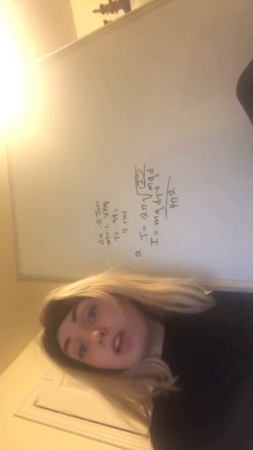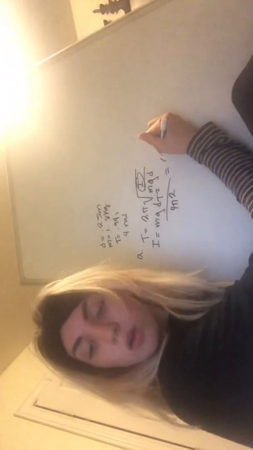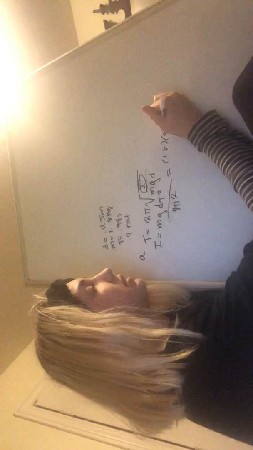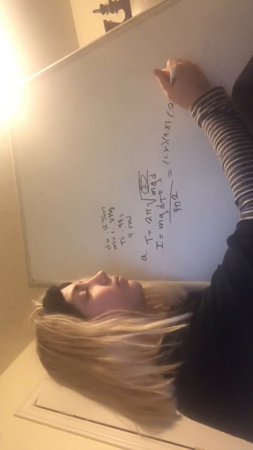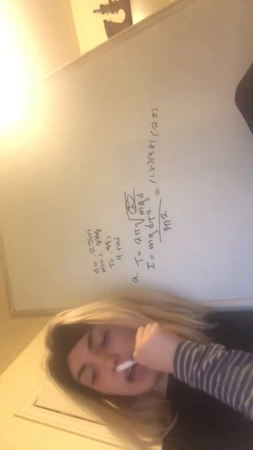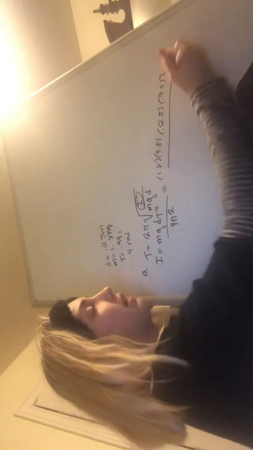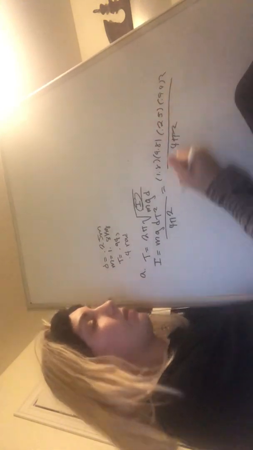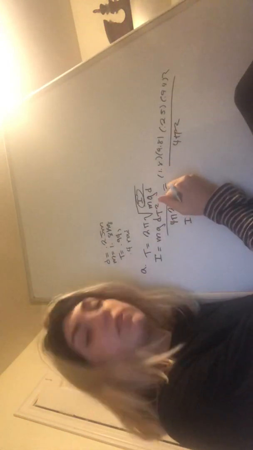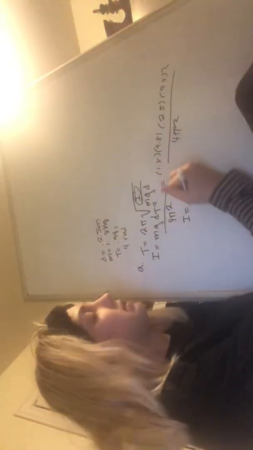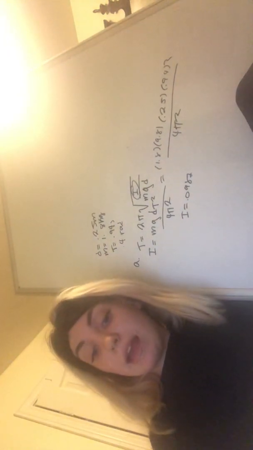And then I just plug in all the numbers that were given to us. This is pretty simple. So I do 1.8 times 9.8 gravity times 0.25 times 0.94 squared, all divided by 4 pi squared. And then if you just run that through a calculator, you get that the moment of inertia is 0.0987. And that concludes part A.